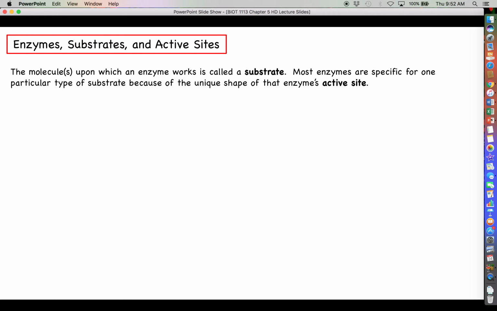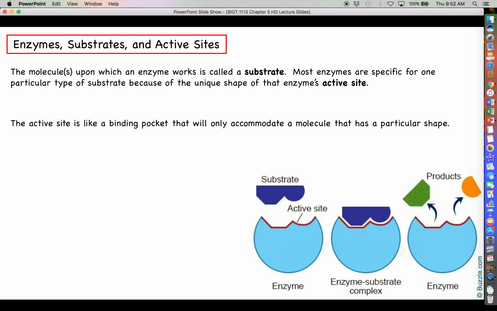Most enzymes are specific for one type of substrate because the enzyme has what is called an active site that has a very unique shape to it. A unique shape such that only one particular type of substrate is going to fit into that active site. You can see this illustrated down here in the bottom right. The enzyme is in the baby blue color, and you can see the surface of the active site highlighted in that red color. You'll notice that the substrate can fit into this active site because the shape of the active site is congruent with the shape of the substrate.